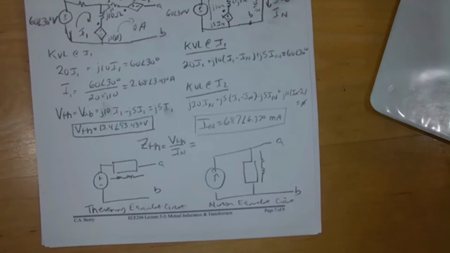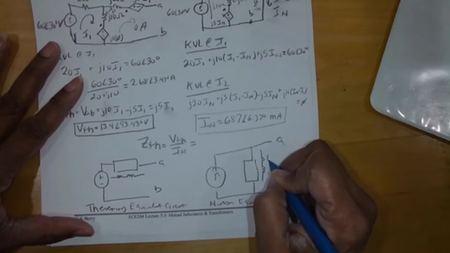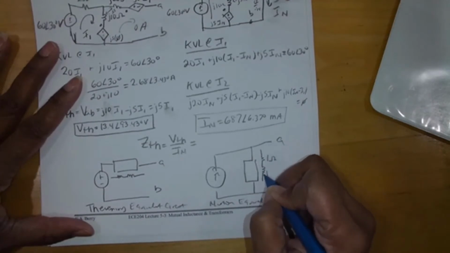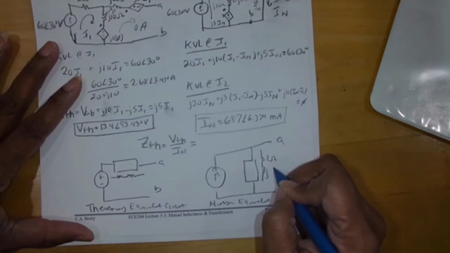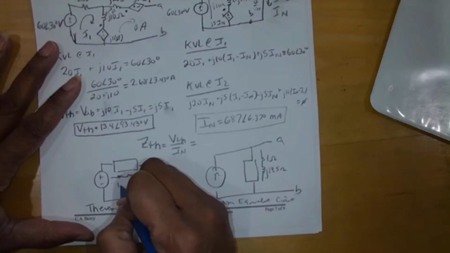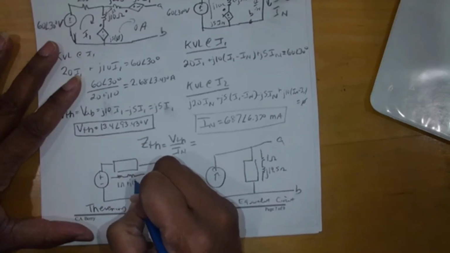0.00101 plus 0.0195J. You're right, but you're off by a multiple of 1,000, which means you did not consider that it's milliamps. Oh, okay, I see that. So this is 1 ohm plus J19.5 ohms.